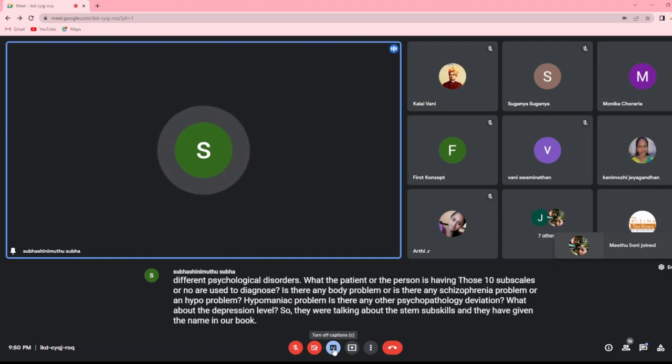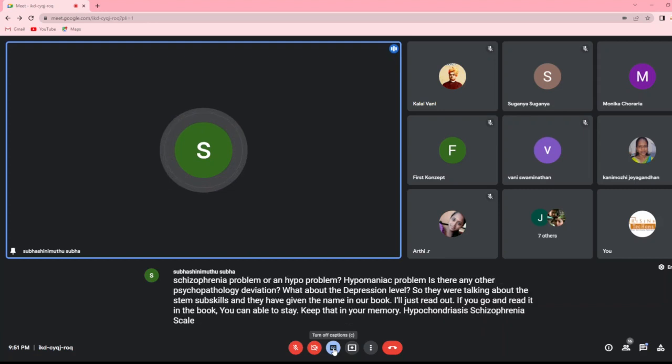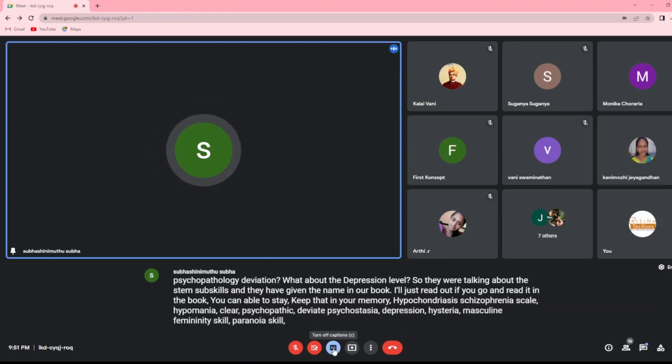I'll just read them out. If you go and read it in the book, you will be able to keep that in your memory. Hypochondriasis, schizophrenia scale, hypomania scale, psychopathic deviate, psychasthenia, depression, hysteria, masculine-femininity scale, paranoia scale, and social introversion scale.